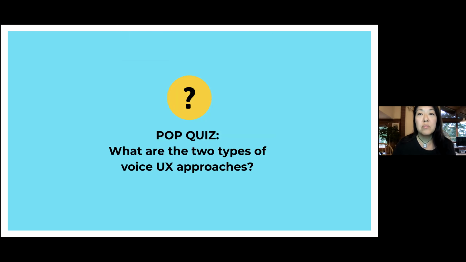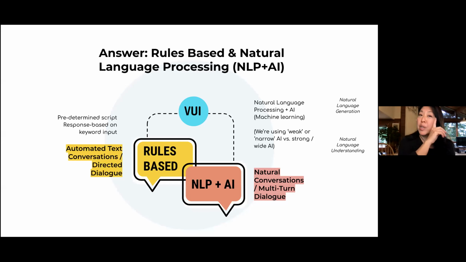Okay, pop quiz. What are the two types of voice UX approaches? Do you guys remember from that slide I said, if you take one thing away, please remember this. Anyone? Predetermined and natural language. Okay, good. Anyone else? Flow-based and natural language. Okay, rules-based, yeah. So both are right. One is rules-based, one is natural language processing.